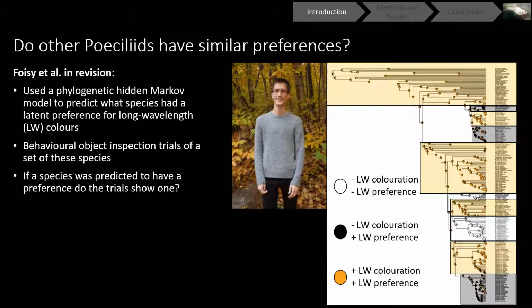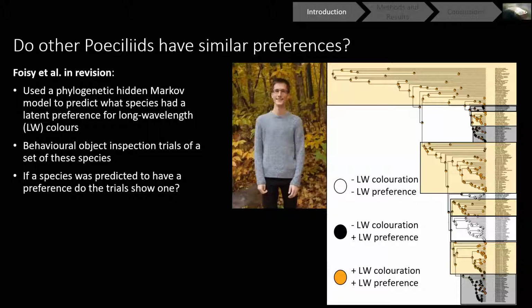Additionally, in Michael's work, he also combined behavioral trials with this. For some of these species, he was able to look at their preference in a non-mating context and compare those to the output of these models. So if a species was predicted to have a long wavelength preference, he was able to then ask, in a non-mating context using these behavioral trials, if there was a preference.